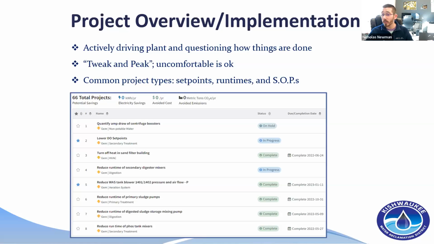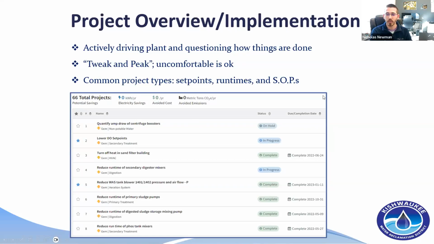There's adjusting run times and timers for different pieces of equipment, whether they're motors or pumps, and then adjusting our standard operating procedures on a day-to-day basis for our operators and our maintenance staff, the way they do things, kind of changing the perspective of how do we do things more efficiently and more sustainably.